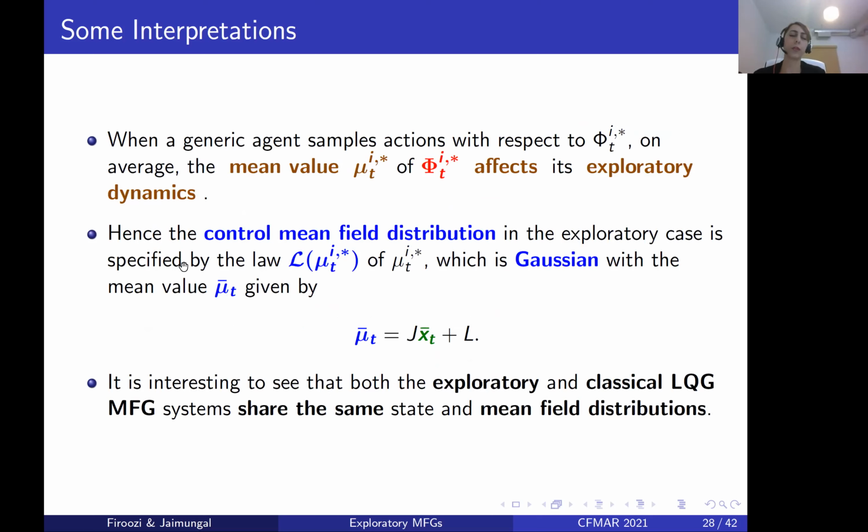Now, for the control mean field, as we saw in the exploratory version of the problem, the mean value of the action distribution appears in the dynamics. So the control mean field distribution in this case is specified by the law of this mean value, and it is Gaussian again with this mean value. Since x bar is deterministic, mu bar is also deterministic. So both the control and state mean fields are deterministic. It is interesting to see that both exploratory and classical LQG MFG systems share the same state and control mean field distributions. But these are different from, especially the control mean field distribution is different from, the distribution that a single agent is using to randomize its actions in an optimal way.